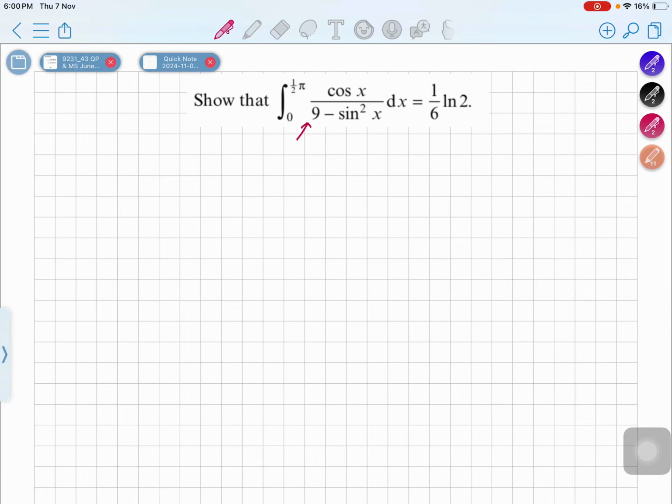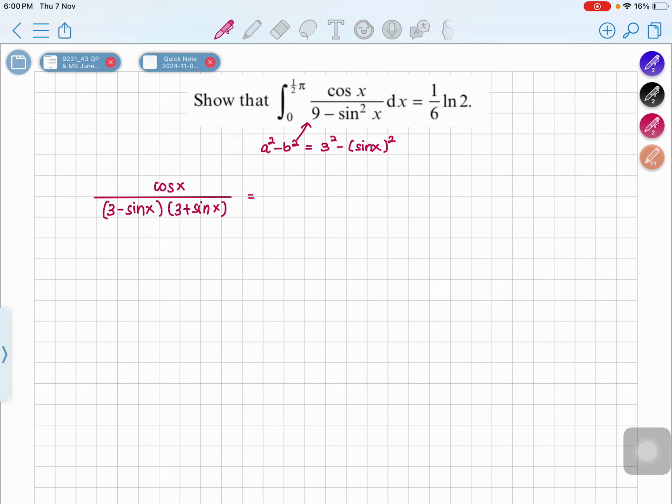At my denominator, I realized that it is in the format of a difference of two squares, where I can write the 9 as 3 squared, and sine squared x is typically sine x being squared. So you can express it as 3 minus sine x multiplied with 3 plus sine x, and the numerator is just cos x.